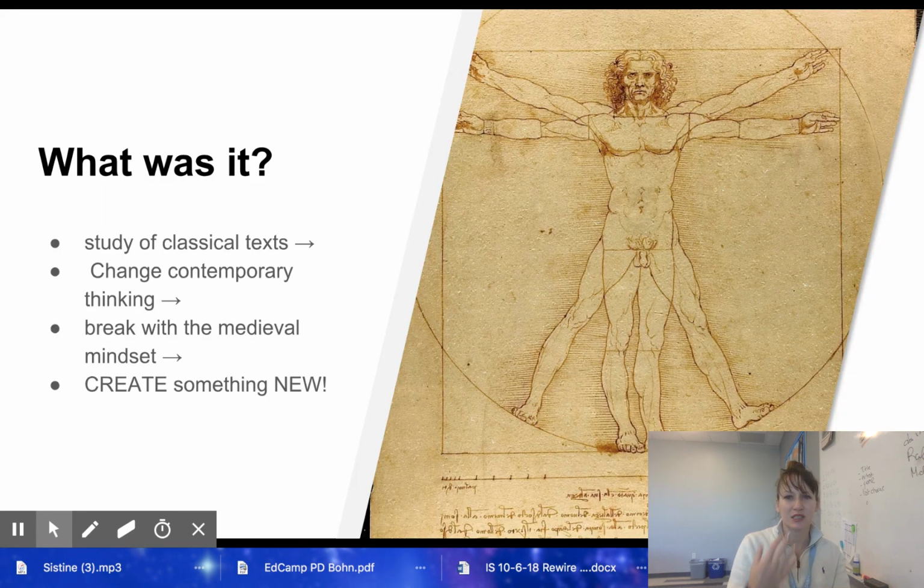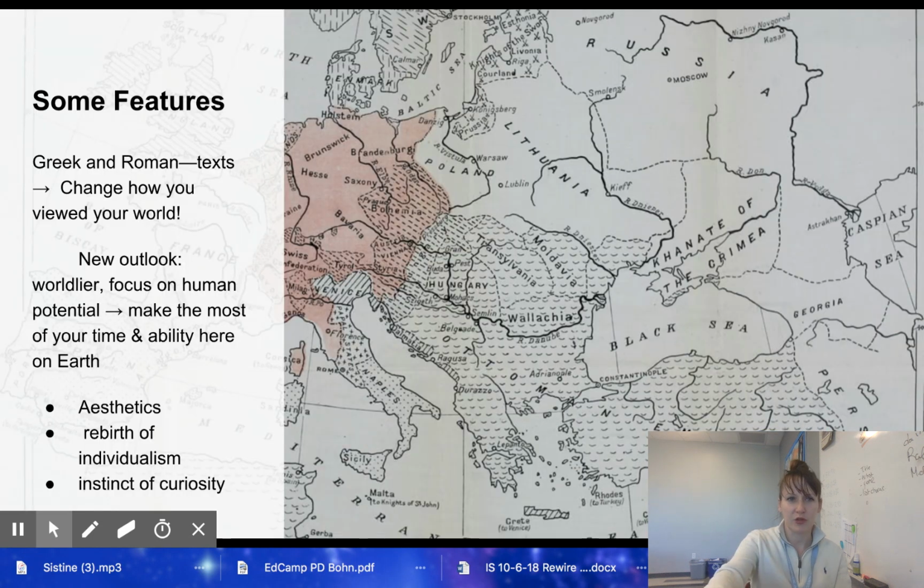So what is this Renaissance humanism? It's the idea that they studied classical texts, meaning the writings of ancient Greece and Rome, and they used that to change the way that they were thinking in that time. So basically, it was a breakaway from the medieval way of thinking about things, a different approach. And if they thought like this, the idea is that they could create something new, right? That create is such an important word when we think of the Renaissance.